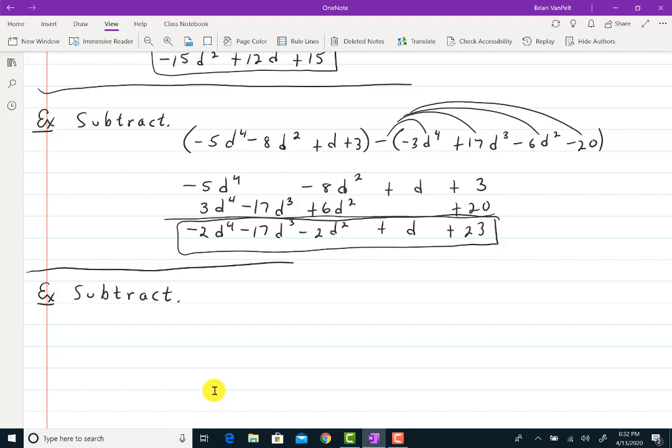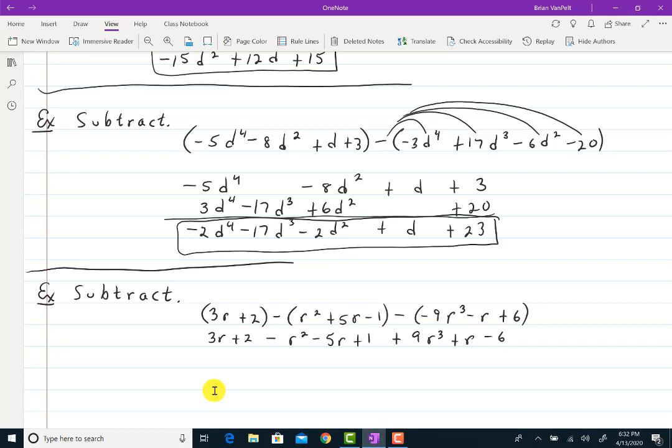Continuing on, here's a little more cumbersome example. We have 3r plus 2 minus r squared plus 5r minus 1 minus negative 9r cubed minus r plus 6. So now when I throw my negatives through, I'll get 3r plus 2 minus r squared minus 5r plus 1. I distributed the negative. Plus 9r cubed plus r minus 6.